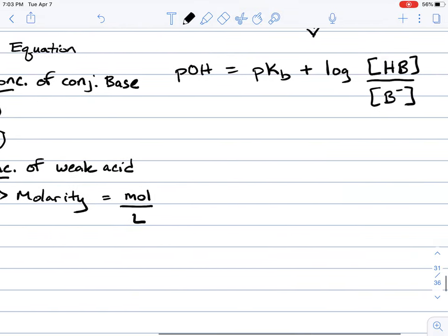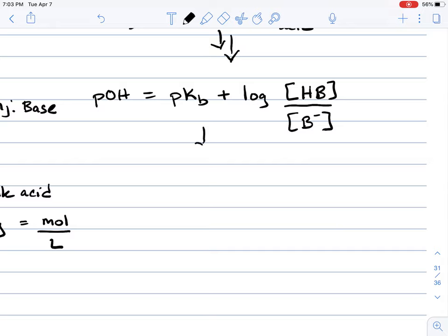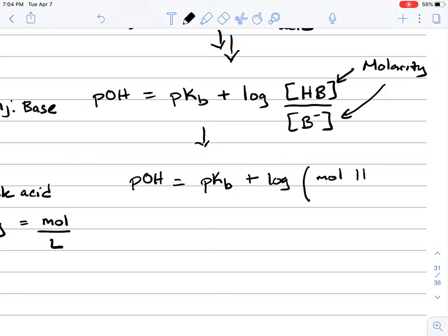And so the same can be said if you guys are using the pOH. The pOH is representing molarity, but it's not exclusive, right? So you can also express the Henderson-Hasselbalch equation in terms of moles. So pOH is equal to pKb plus the log of the moles of the conjugate acid over the moles of the weak base.